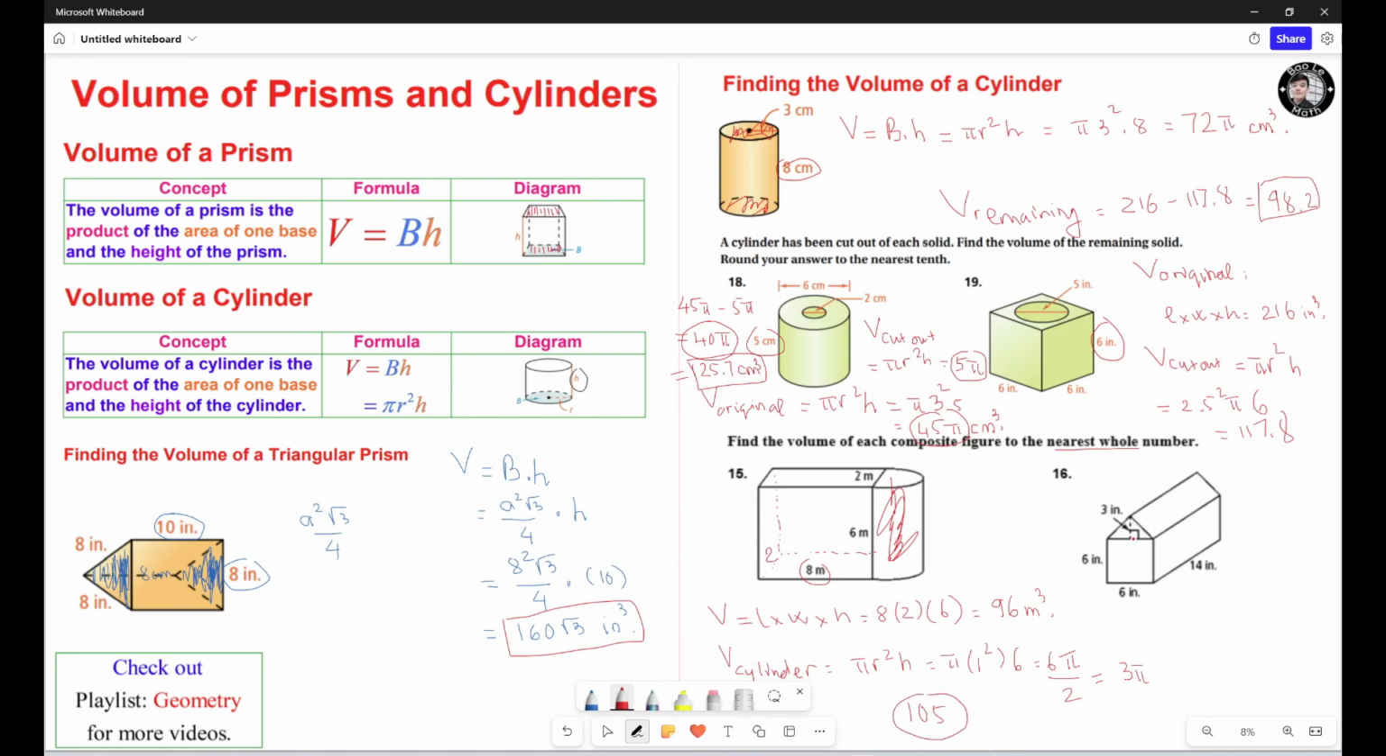Alright. Now let's move on to the last one, number 16 right here. These composite figures include a square prism and a triangular prism. Triangular prism on the top, square prism on the bottom. Now, the volume of the square prism equals length times width times height. So this is 6 times 6 times 14.